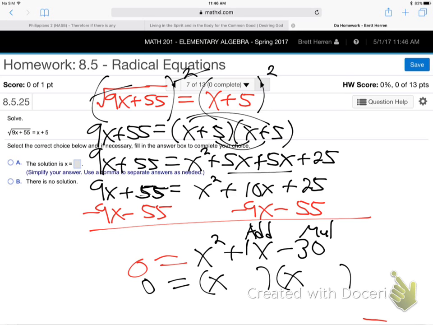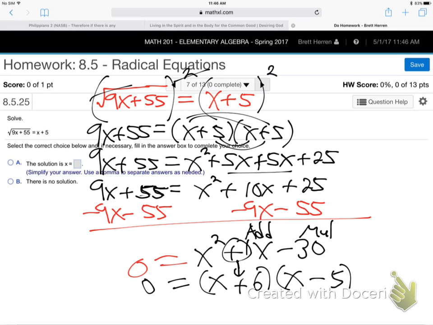What times what's 30? 6 and 5. 5 times 6? The order doesn't matter, but the signs matter. How do you know what signs to do? Remember my sign rule? The sign in the middle always goes on the bigger, and the smaller is the minus. Plus 6 minus 5 is plus 1, which makes the middle plus 1.